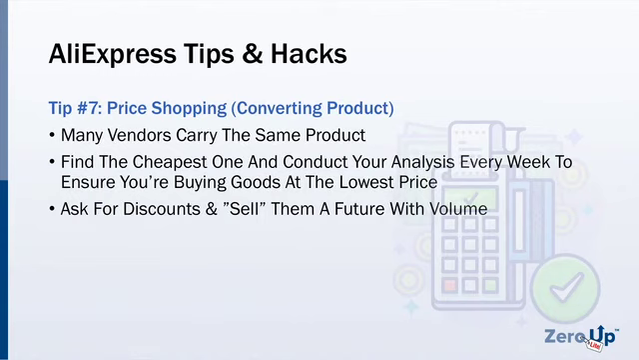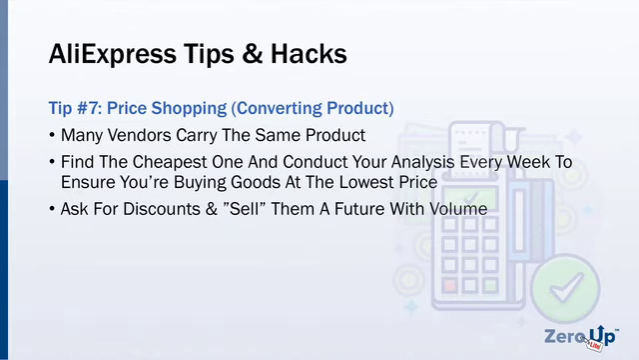Tip number 7, price shopping. Okay, once you actually find a converting product, you absolutely need to do price shopping. Many vendors on AliExpress carry the exact same products, and it is your job to find the cheapest one and conduct your analysis every week to ensure you're buying goods at the lowest price. So, a perfect example is if you are already selling a product that's making you profit and you found another vendor that's selling it for cheaper, well, guess what? You just make more money because you've done your due diligence and you've been doing price shopping every single week and always buying from the lowest cost possible, making you the highest return.